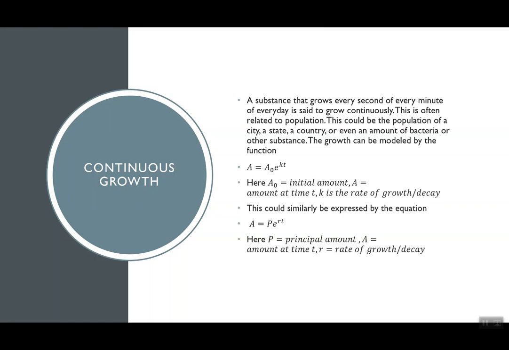There's a second equation that's pretty identical to that. It's A equals P e to the rt. I find that students like it because they can call it PERT. It sounds like a word. People like to be able to say a word, whereas I don't really know what you would call A e to the kt. It doesn't sound like a word.